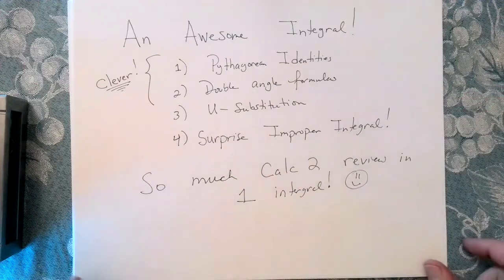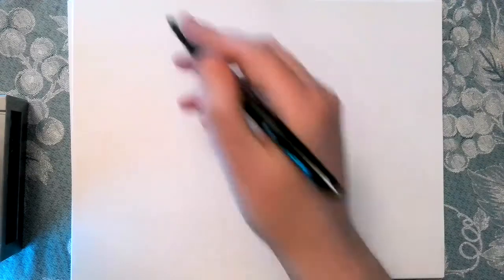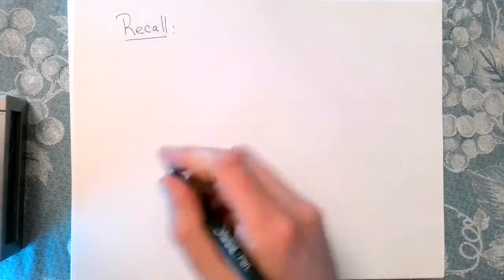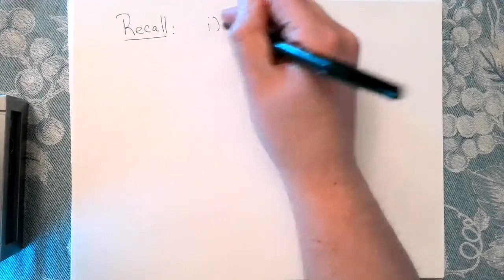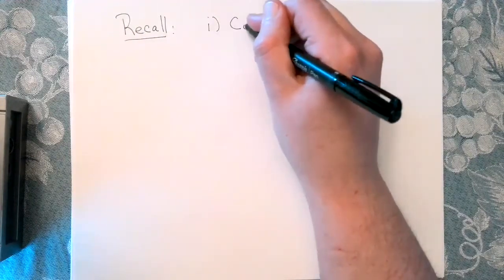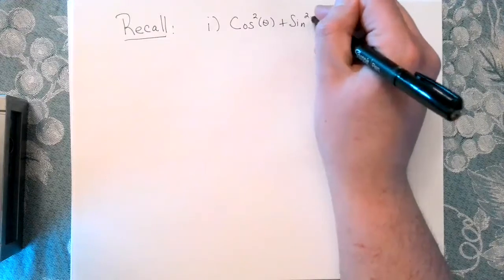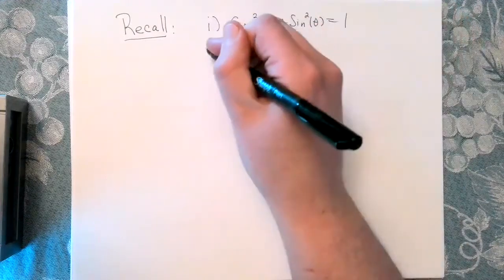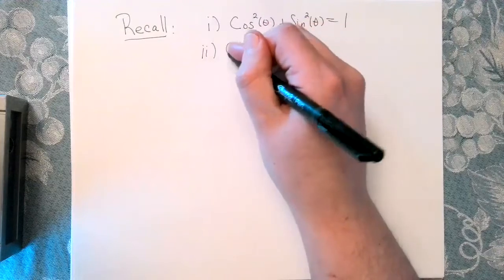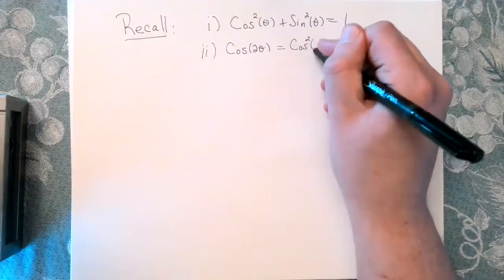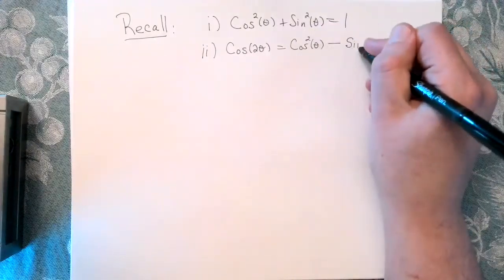So let's recall some things that we're going to need before we dig in. Recall the following. We're going to need that classic Pythagorean identity: cosine squared of theta plus sine squared of theta, of course, is 1. We're going to need a double angle formula: cosine of 2 theta is equal to cosine squared of theta minus sine squared of theta.